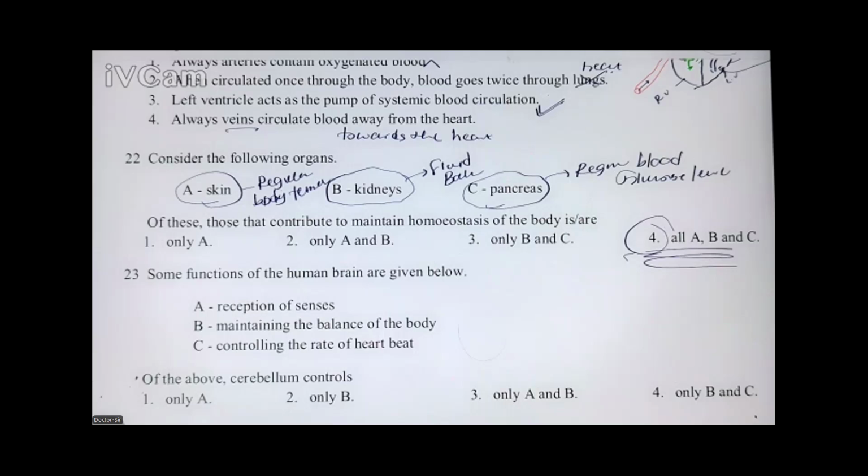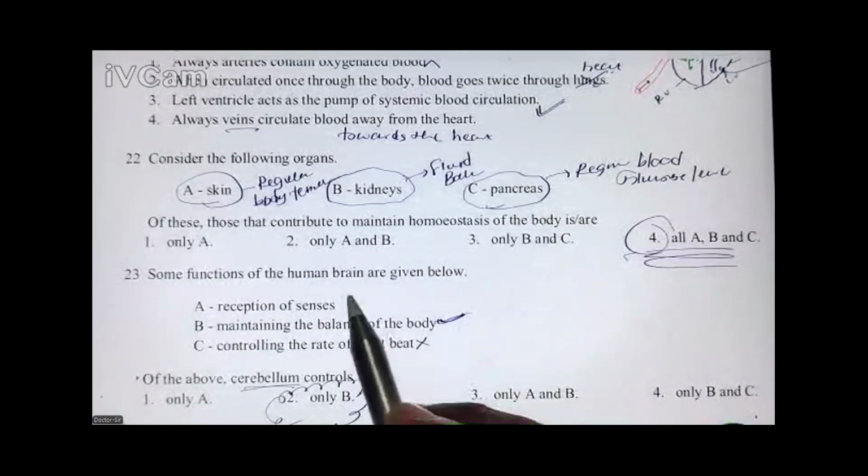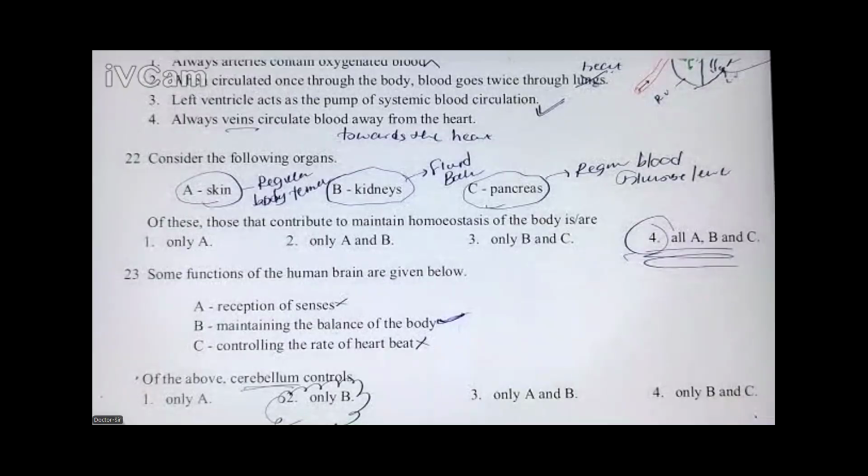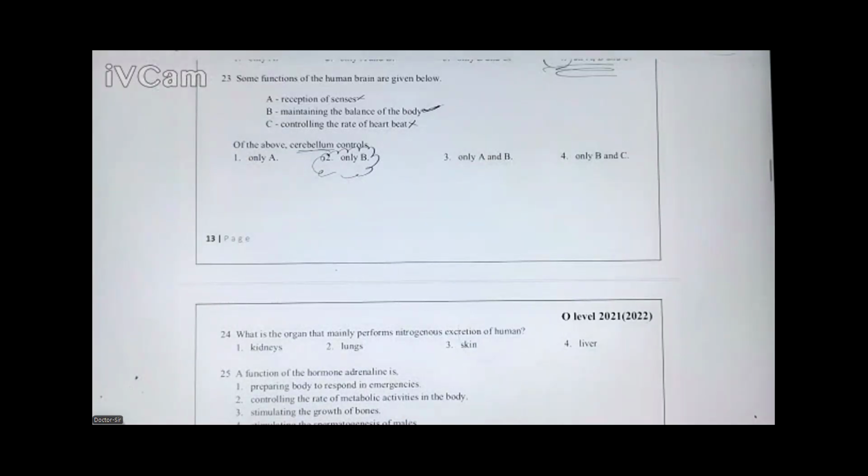Right. Then the human brain, what does the cerebellum control? We know it maintains the balance. So the B only, right? Controlling the heart rate is not by the cerebellum, just by the brainstem. Perception and sensations are not by the cerebellum either, that's by the cerebrum. The cerebellum only does balance maintaining and coordination. So that's it.